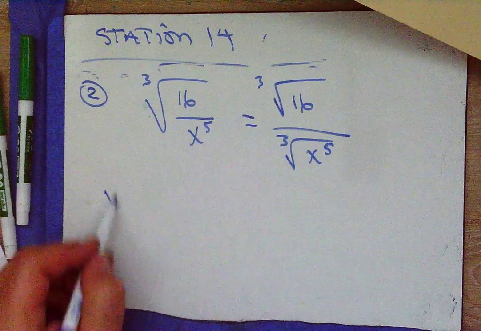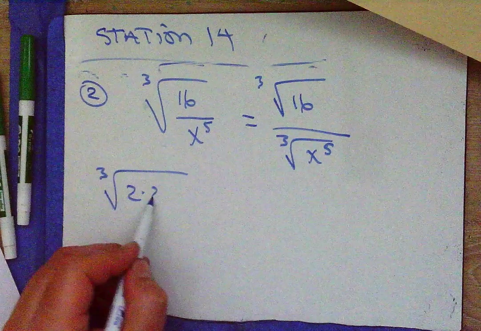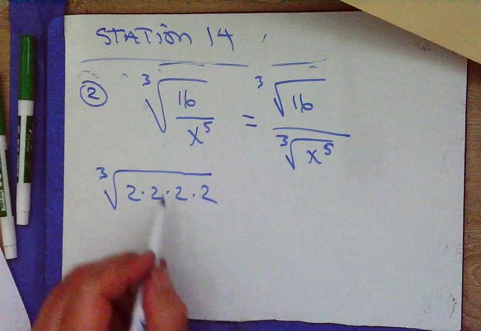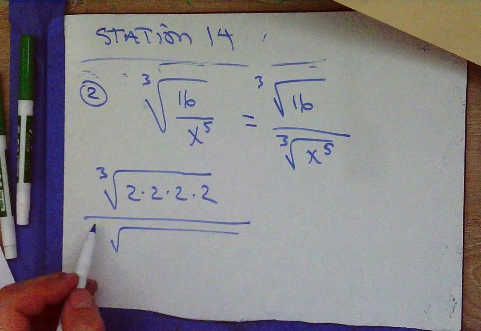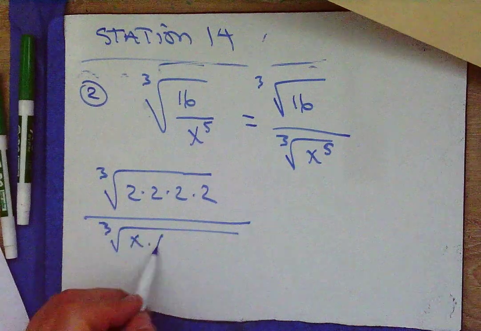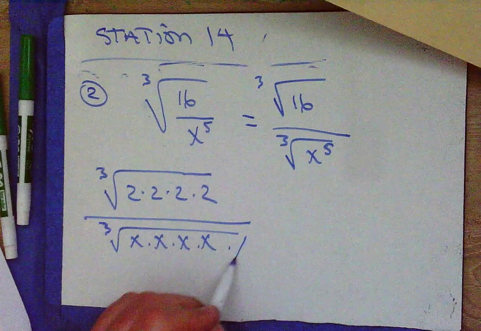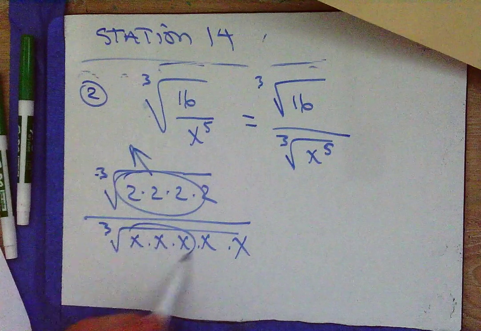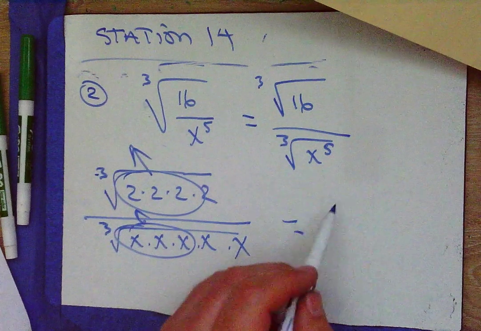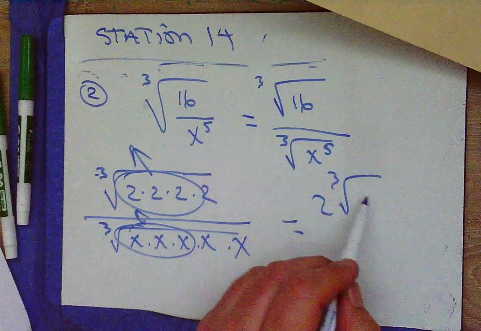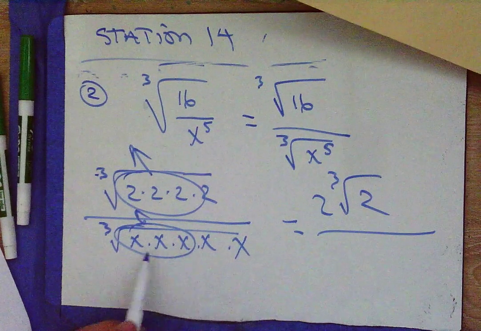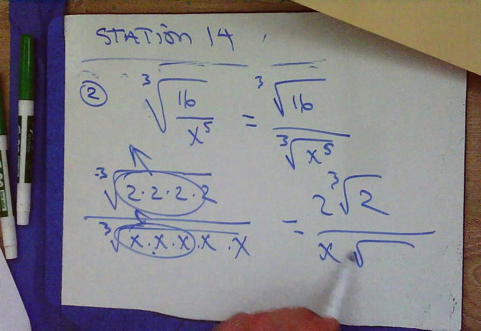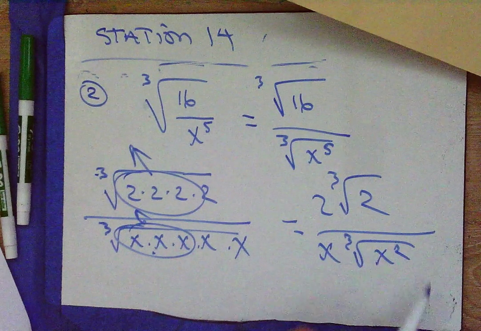Now I know that 16 is 2 times 2 times 2 times 2, and x to the 5th is x times x times x times x times x. This tells me I need a group of 3 to get one out, and so I'm left with 2 cube root of 2 over, I can take an x out, cube root of x squared.